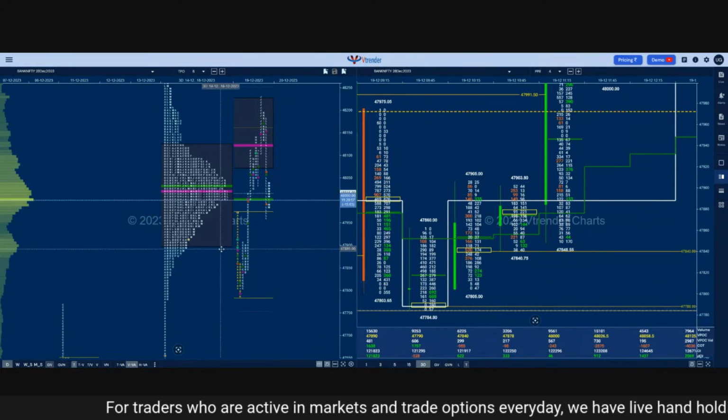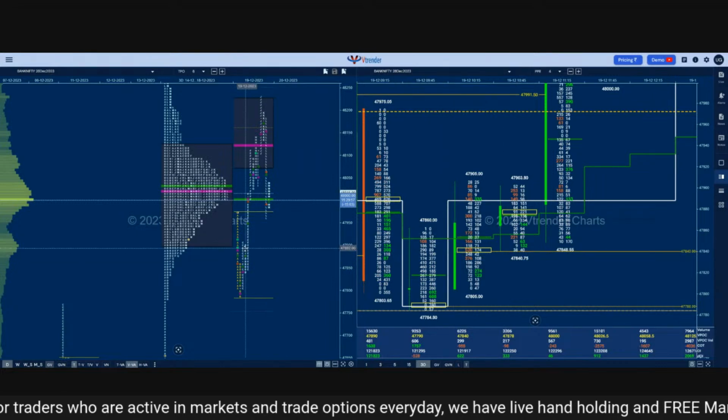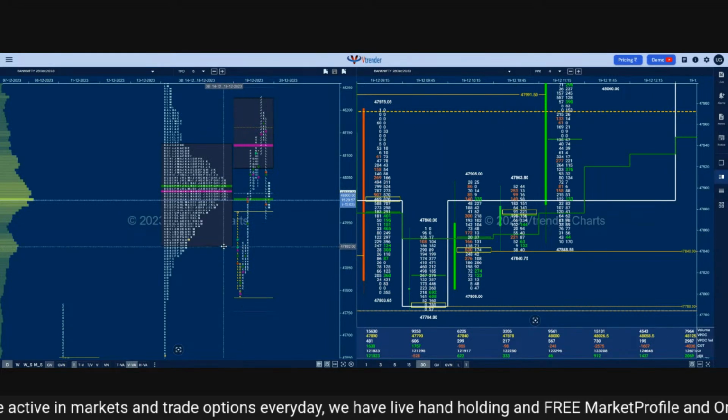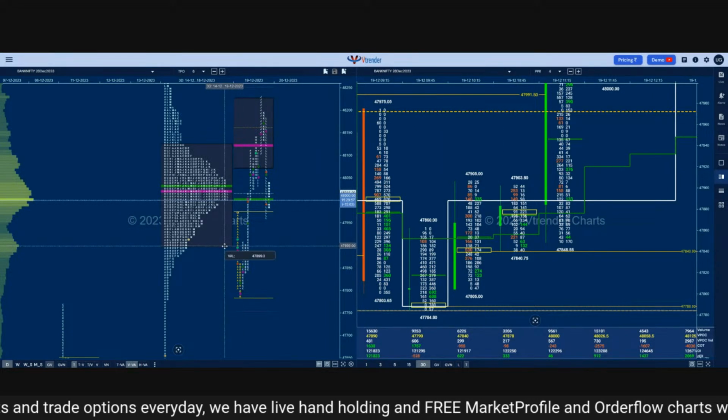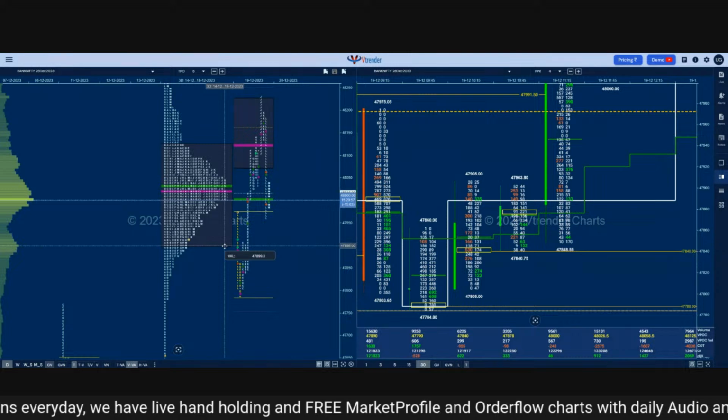After which, what happened? The C and the D period made highs right at this value area low. In market profile, we have something called the 80% rule.